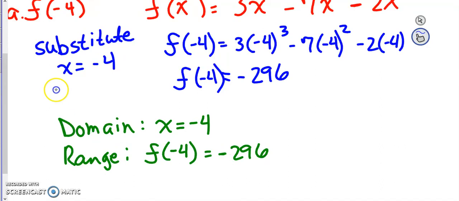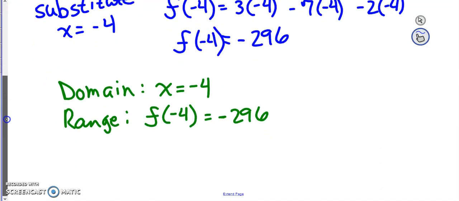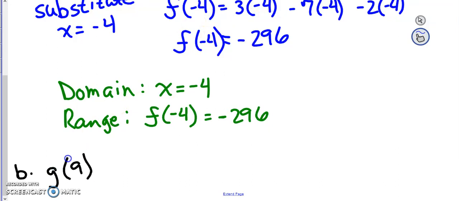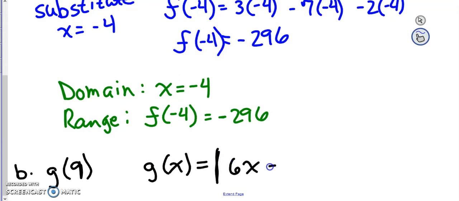Okay, so let's do another one really quickly before we go into more in-depth things. So let's do B, and then we're going to stop the video. Sorry, not f, but g. Let's do g, because in the future you're going to see different letters coming at you. So we're going to do g of 9, and our g of x function will be the absolute value of 6x minus 77.